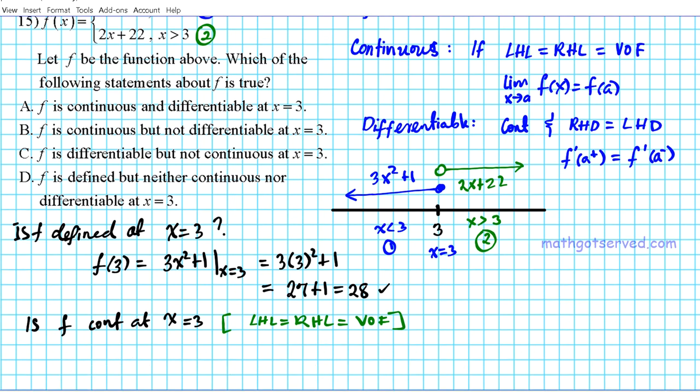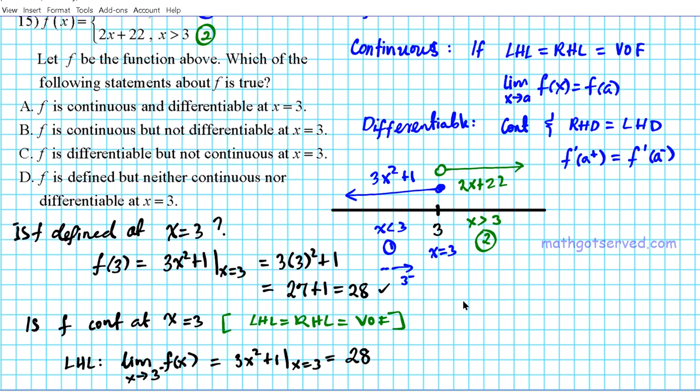The left-hand limit is the first one we want to calculate. The left-hand limit is the limit as x approaches 3 from the left of the function. When you're approaching 3 from the left, you're in interval 1, so we're going to be using this function again. So the limit as x approaches 3 from the left is going to be 3x squared plus 1 evaluated at x equals 3. We already did the calculations. That's going to yield 28. It shouldn't be a surprise because it's the same function for the left-hand side of 3 and for 3.